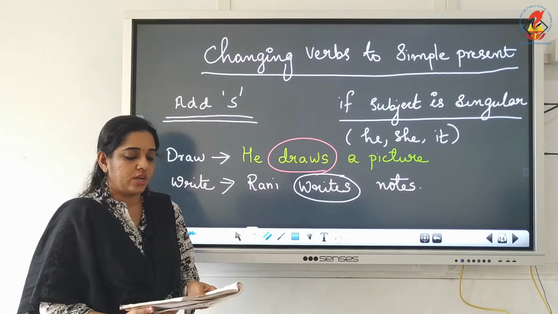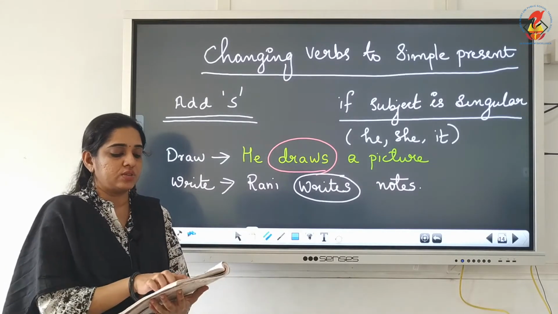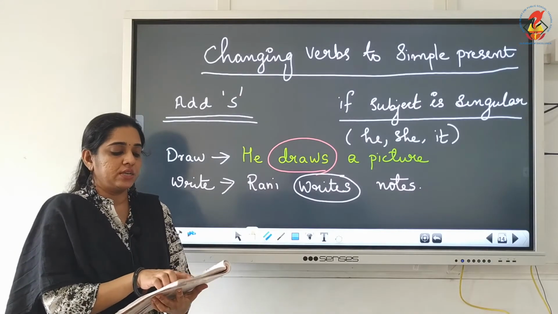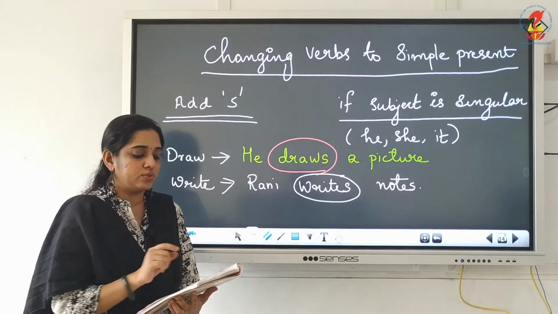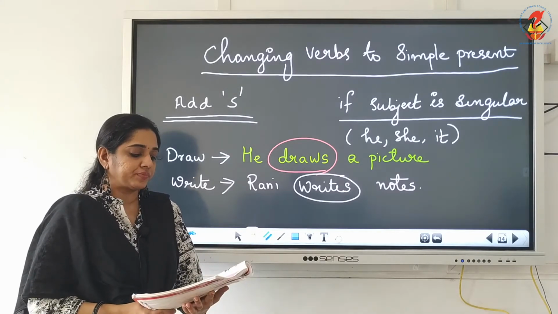He goes, she goes, it goes. Why have we used the S form of the verb? Because he, she and it are singular, one person. So you have to use the S form of the verb.